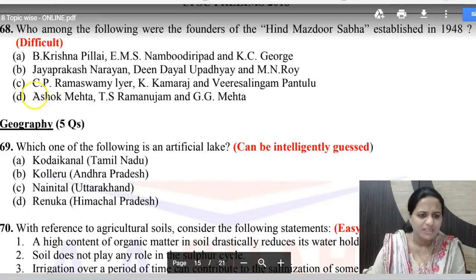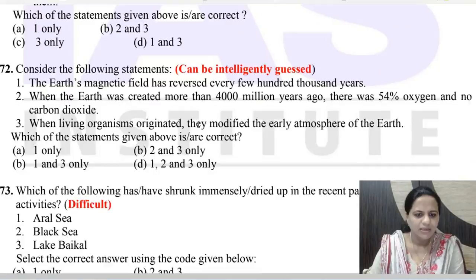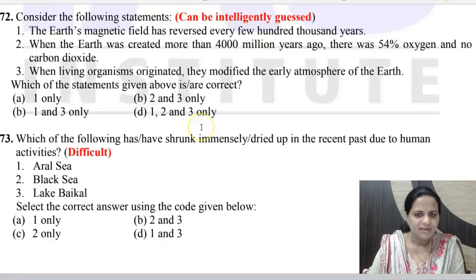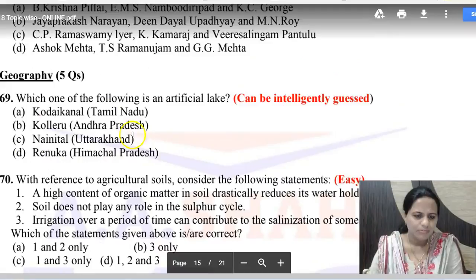Then next is geography. 5 questions. Out of these 5 questions, there are only 2 difficult questions and the remaining 3 at least can be guessed and are easy. So the first one was regarding an artificial lake. So intelligent guesswork can help you here too. Because Kodai Canal, as it says, it's a canal. So Kodai Canal is the correct answer here, which is an artificial lake.